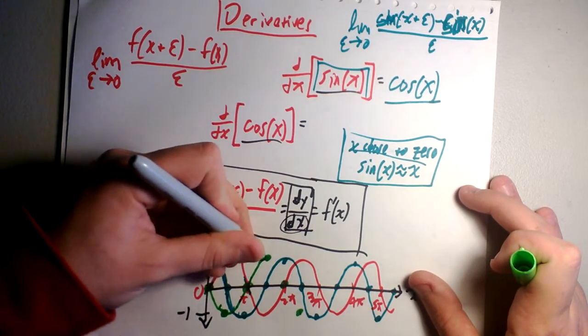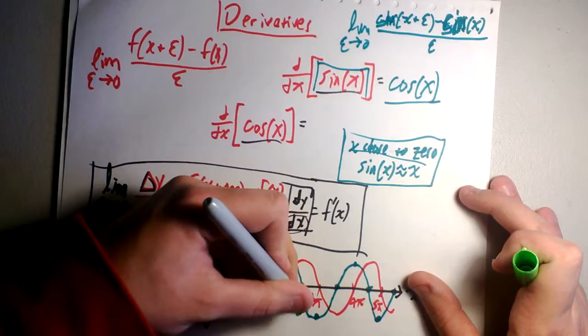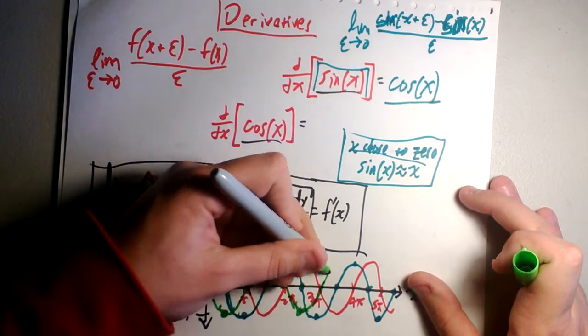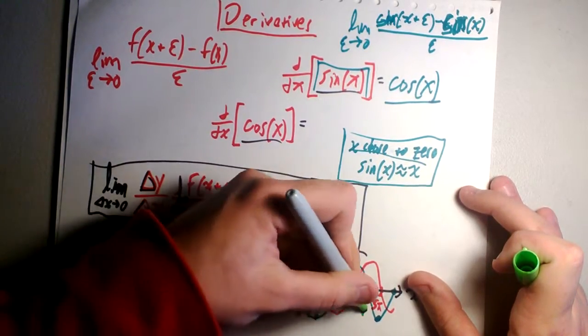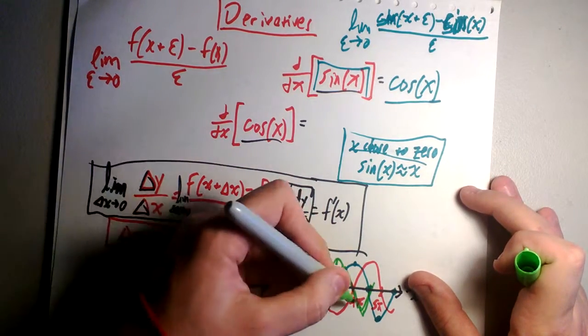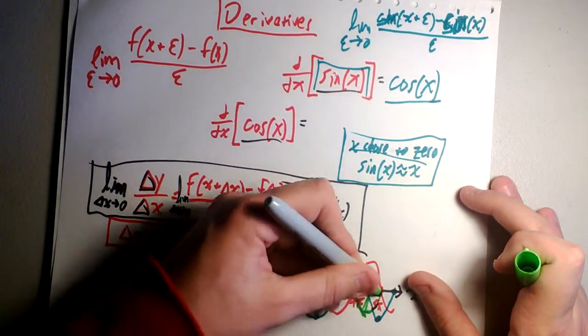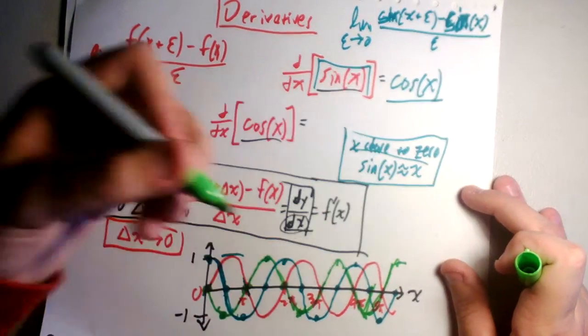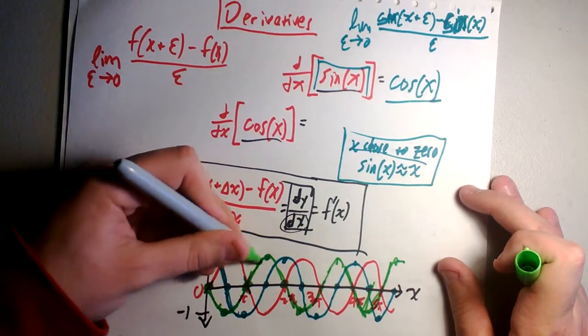Goes here. Then 0 slope here, then am I doing it right? Oh wait, nope. Passes through here. Alright, and we get this cool little shape.